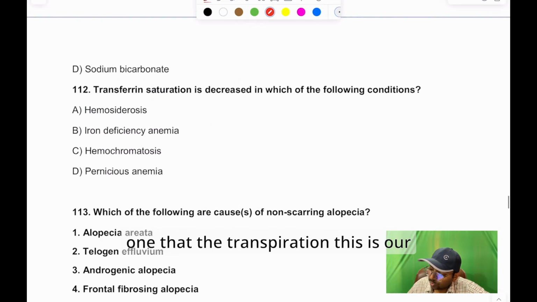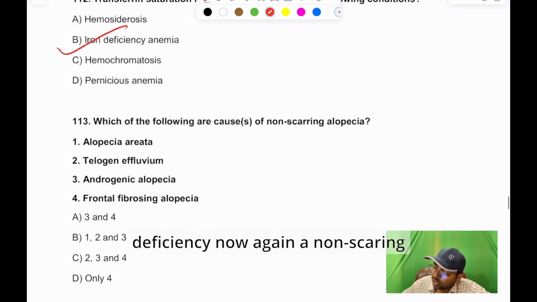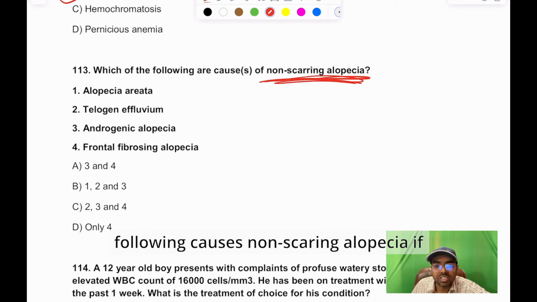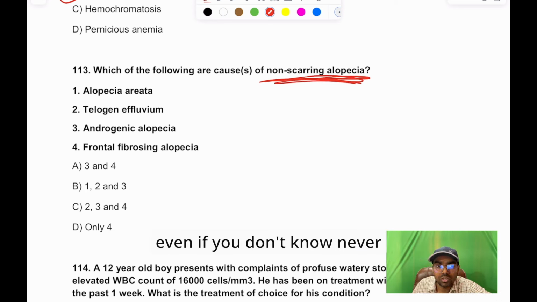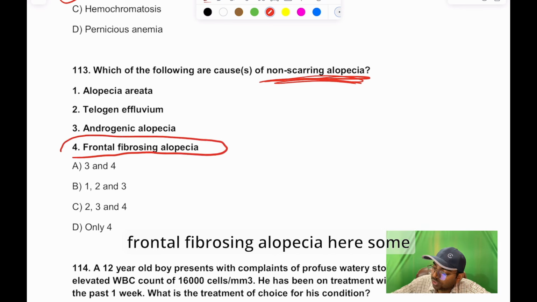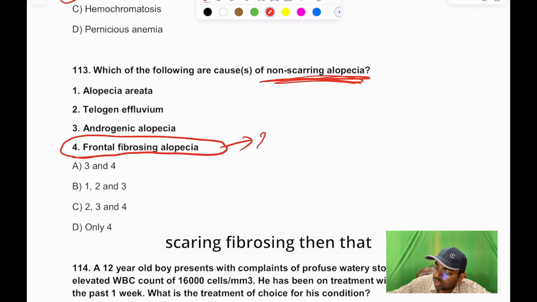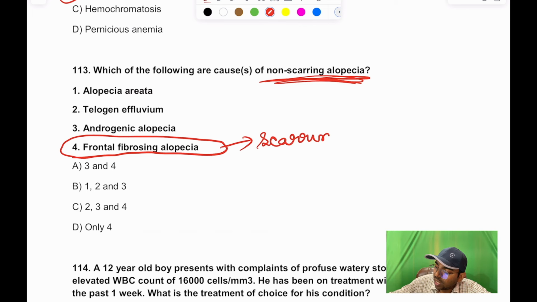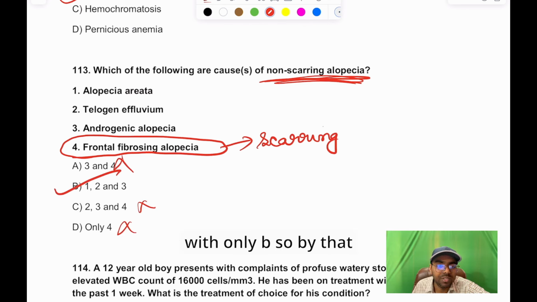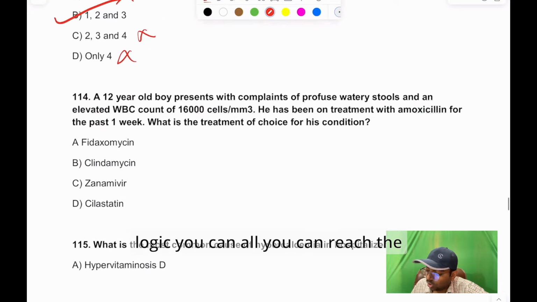Now we move on to 112, transferrin. This is iron deficiency. Now again, non-scarring alopecia. Which of the following causes non-scarring alopecia? Even if you have never read about it, you know that frontal fibrosing alopecia has some scarring, fibrosing, which means scarring will happen. Then this option goes out of the game. We are left with only B. So by that logic, you can reach the answer.